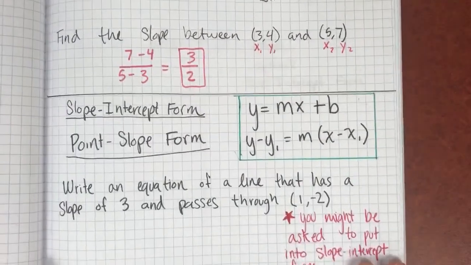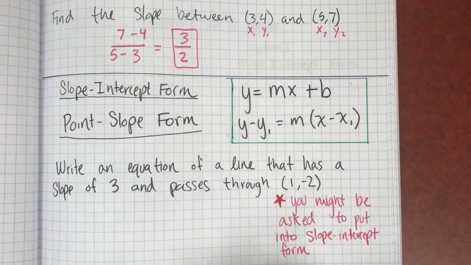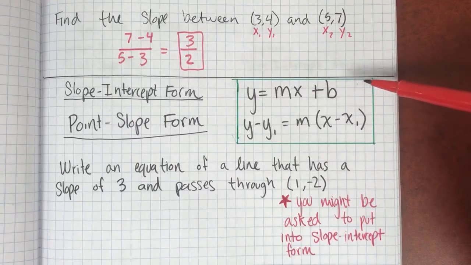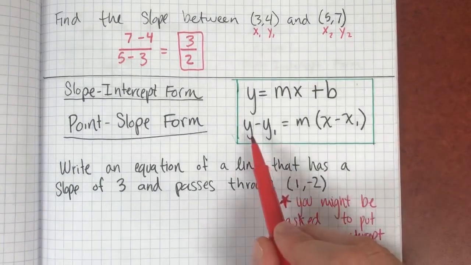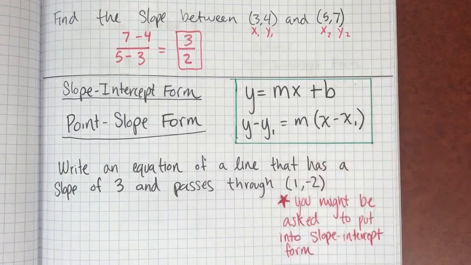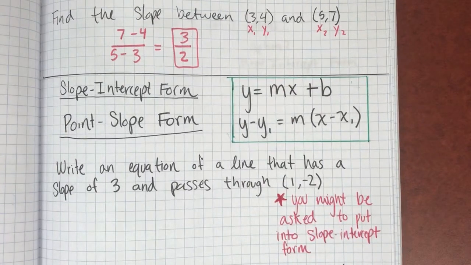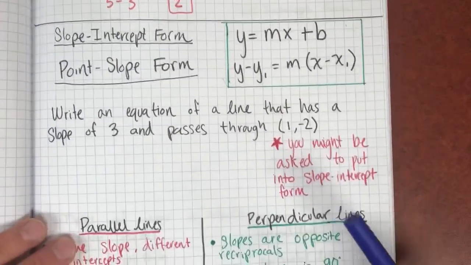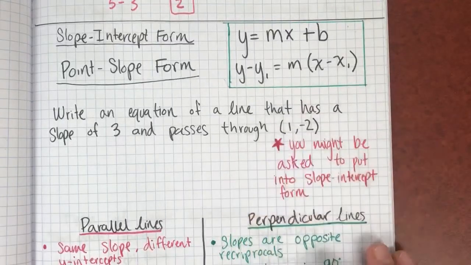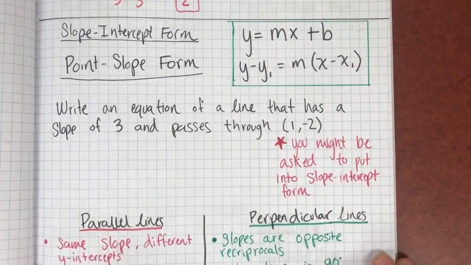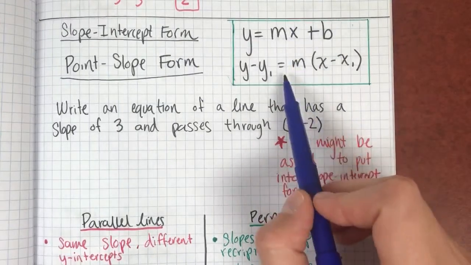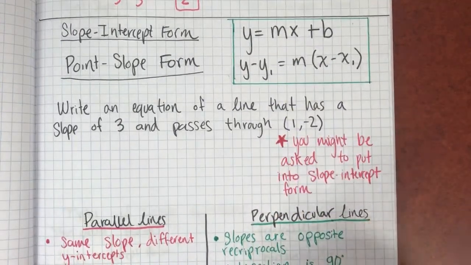All right, our types of linear equations: we have slope-intercept form, which is y equals mx plus b, and then we have point-slope form, which is y minus y1 equals m times x minus x1. Okay, and so we're going to do an example where we write an equation of a line that has a slope of 3 and passes through (1, -2). Now for this, we're going to write this in point-slope form, just because I think that's a little bit newer, and so I want to go over that.